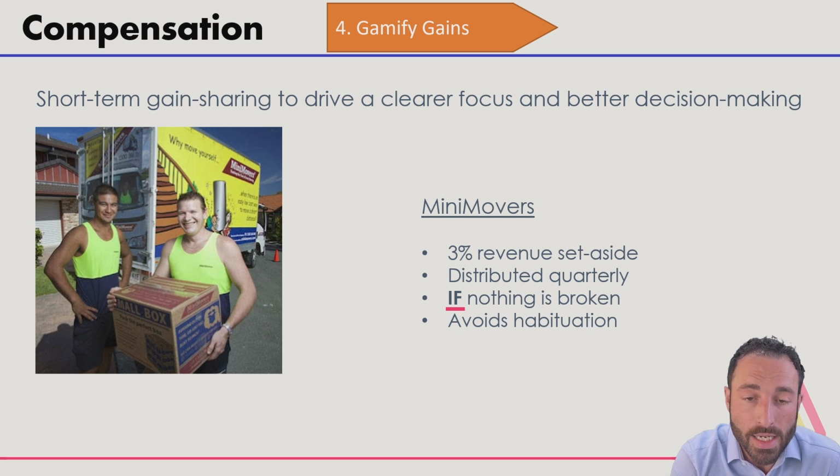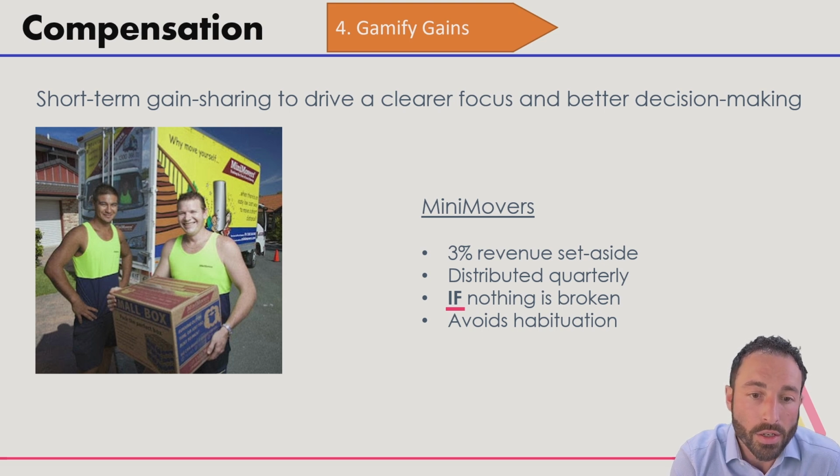They had a situation where they had a very high cost of insurance. It was costing them about 3% of revenue, and it was rising. It was a concern for them, especially when they weren't necessarily claiming very often. So what they decided to do was set aside 3% of their revenue and then distribute that quarterly to the teams that were doing the removals. But of course, the condition was that that only got distributed if nothing was broken. If something was broken, then that would have to come out of that 3% and it wouldn't get distributed.